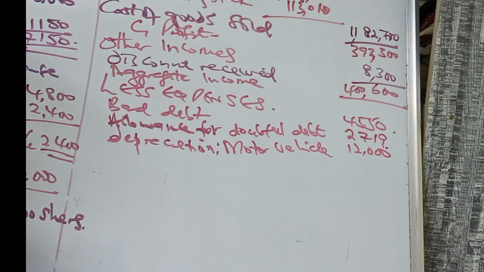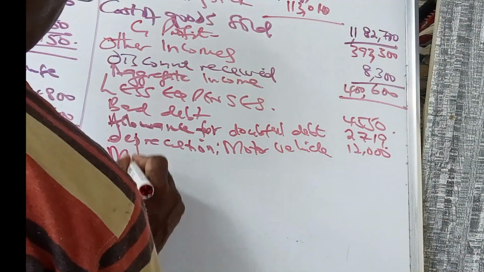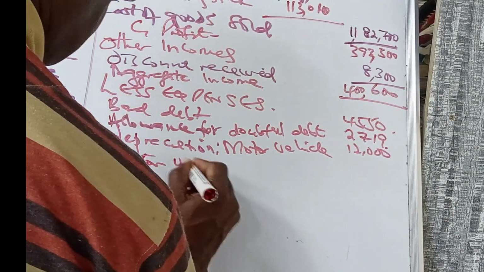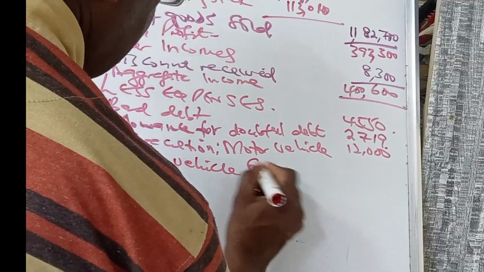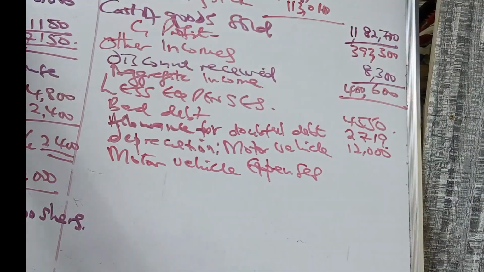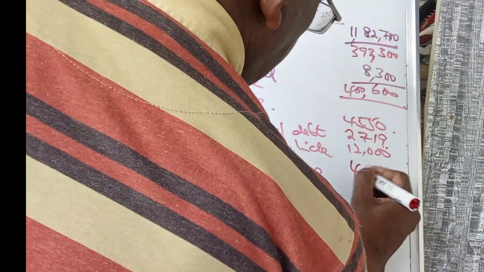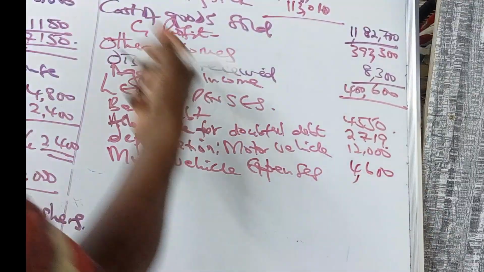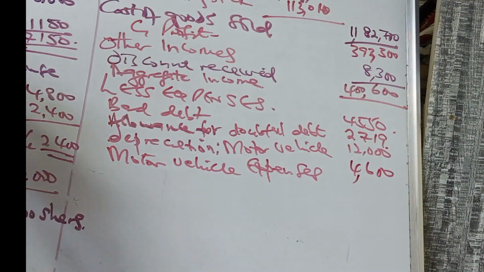The motor vehicle depreciation, 12,000. And then we talk to motor vehicle expenses, amounting from the working to 4,600. We are just going through our workings.